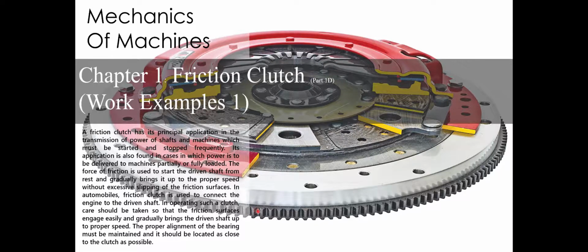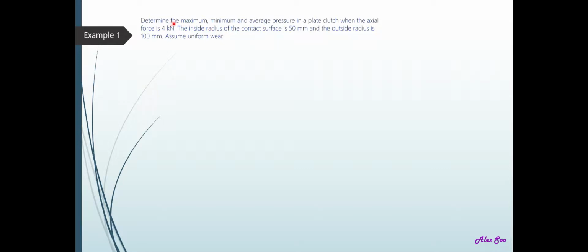Now in this part we will be looking into worked examples, and this is the first example on the clutch. Firstly, let me read out the question for you. Determine the maximum, minimum and average pressure in a plate clutch when the axial force is 4 kN.